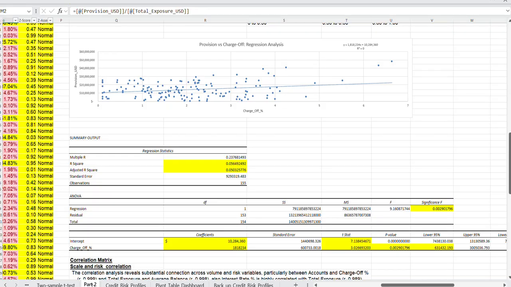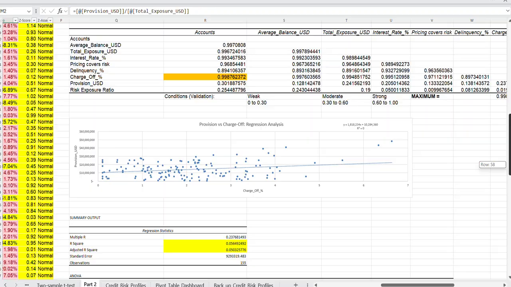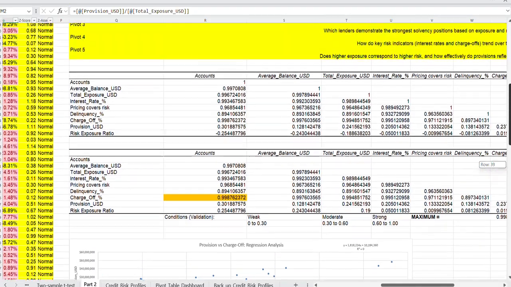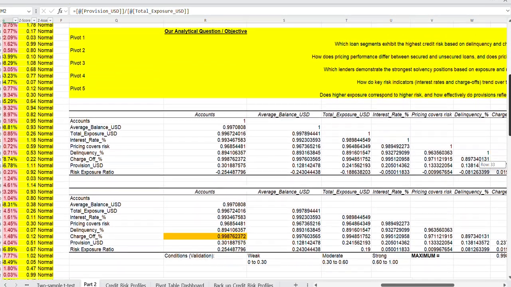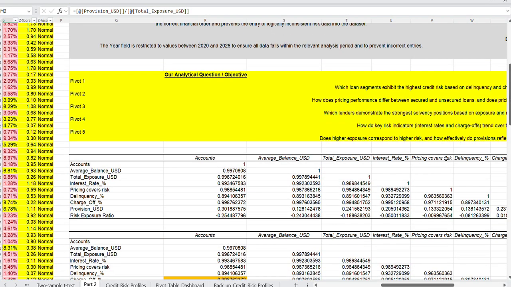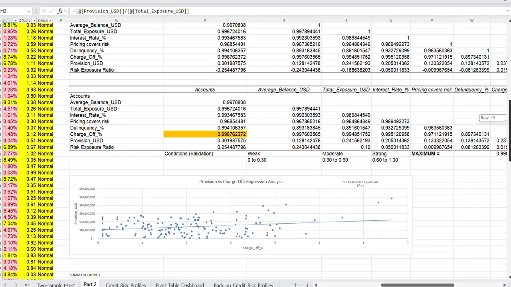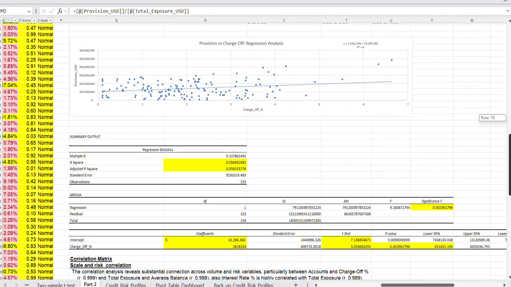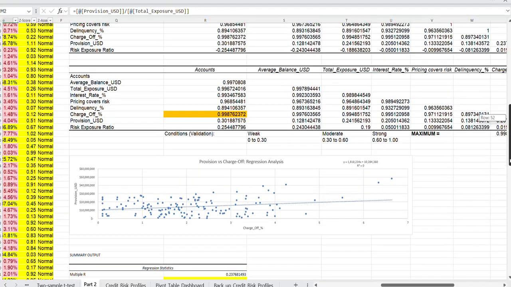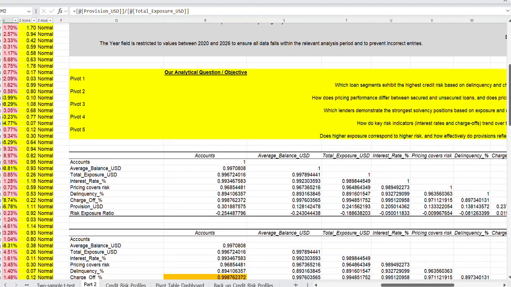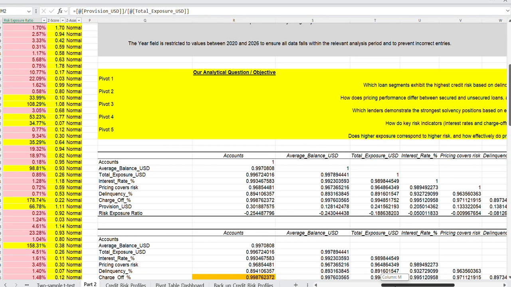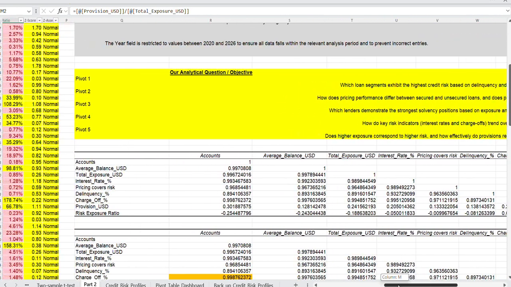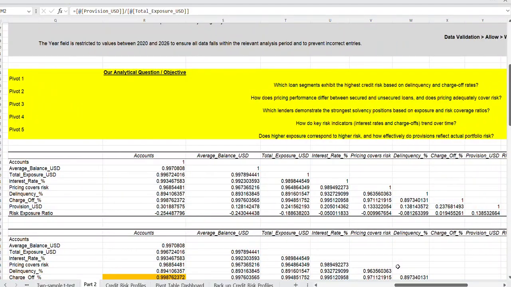Then in part two, we tidied it up, and we also did correlation. We found out what the correlation was connected to, but we also found out the regression was basically not connected: our provision was not connected to our delinquency rate, so our bad debt wasn't connected to our delinquency rate. And here's all of our pivot tables information.